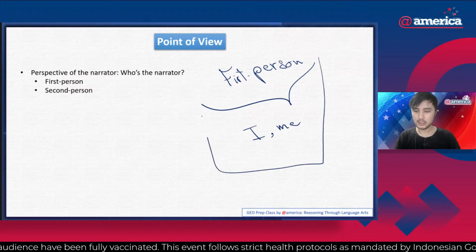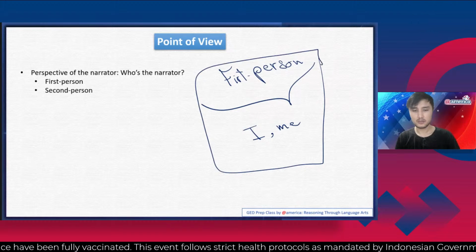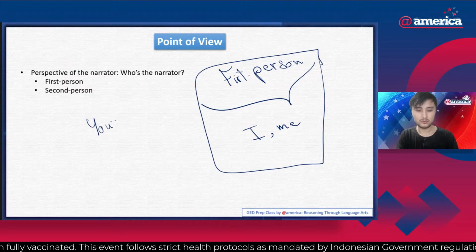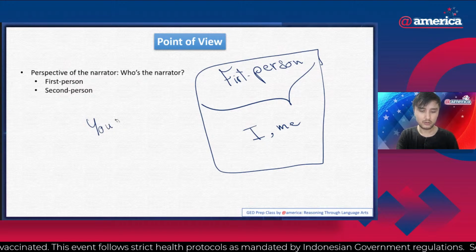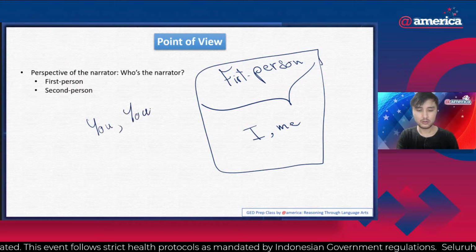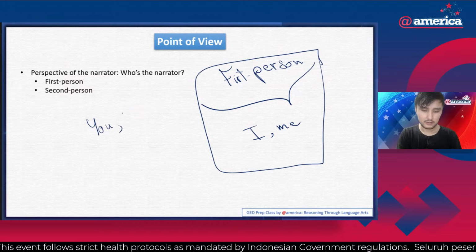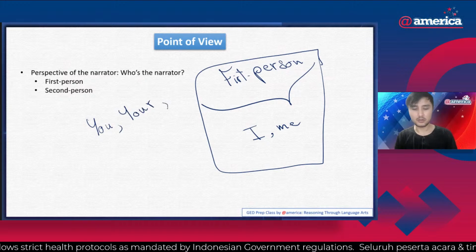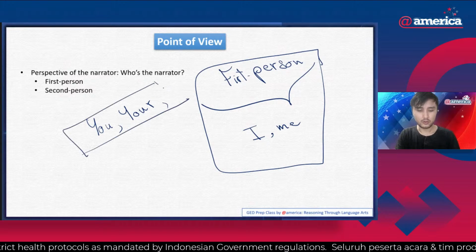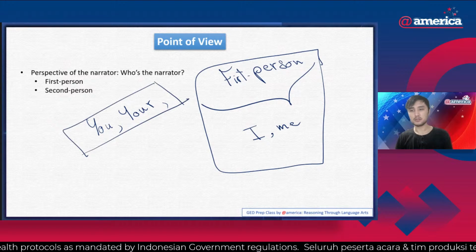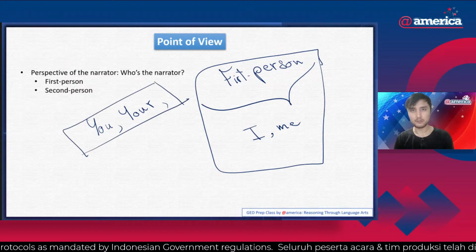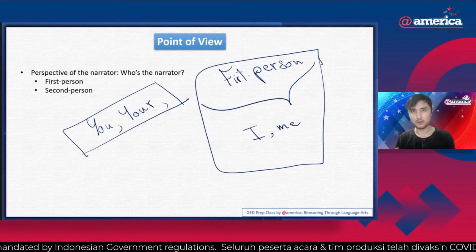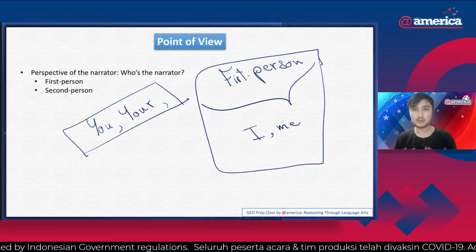And the second person's perspective is rarely used. The second person pronoun is you, and then you also have your, and the opposite, yours. So you have you or your. This is rarely used except for self-help books, where they'll say, okay, you need to do this, you need to do that. That means that the author is writing from a second person perspective, speaking with the reader.